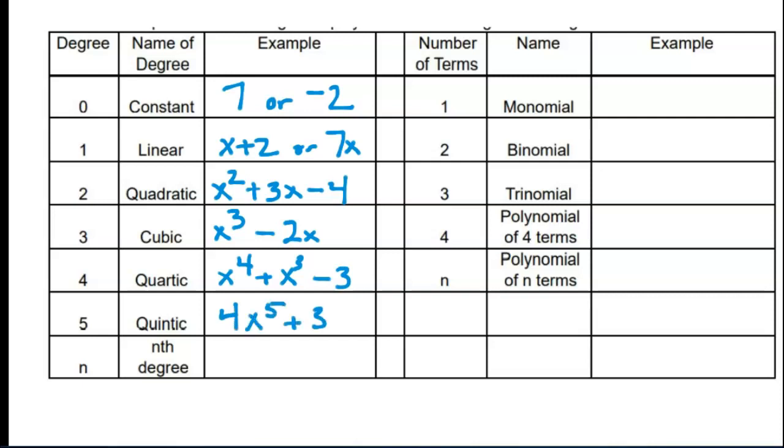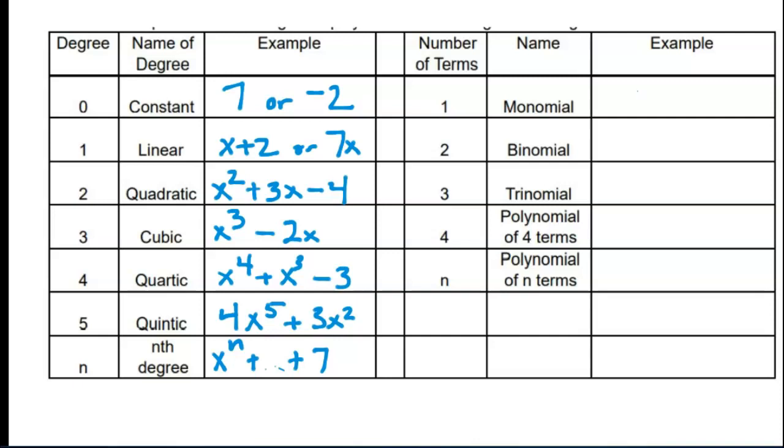A quintic is really just a 5th degree polynomial, and again, notice I wrote all of these in standard form where the highest degree term is first, and then we can generalize this, that we would say an nth degree polynomial is anything that has x to the n power.